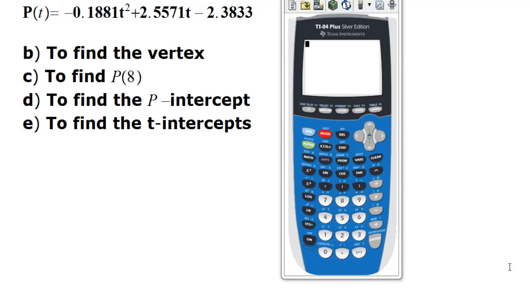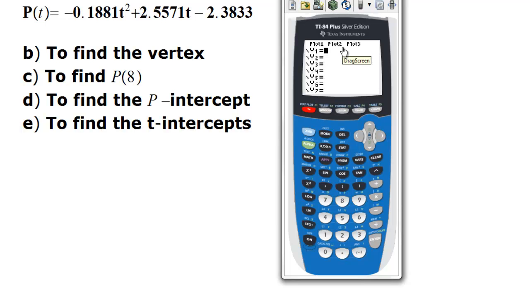In this video, we are going to use our TI-84 calculator, the kind that I have displayed here, to find the vertex, the value of the function at 8, the P intercept and the T intercept of this parabola. Now, this calculator takes y and x for dependent and independent variables. So we are going to treat t as x and p as y.